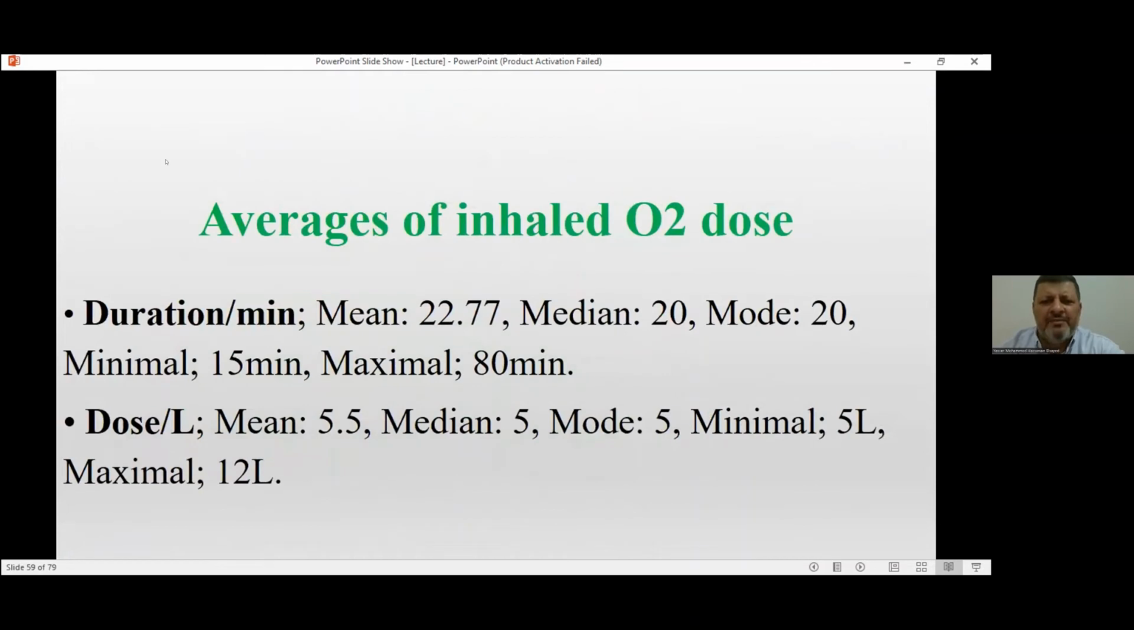Average inhaled oxygen dose and duration: the mean duration was about 22.7 minutes, median 20, minimal 15 minutes to maximal 80 minutes. Dose per liter started from 5 to 11 liters, mean 5.5.